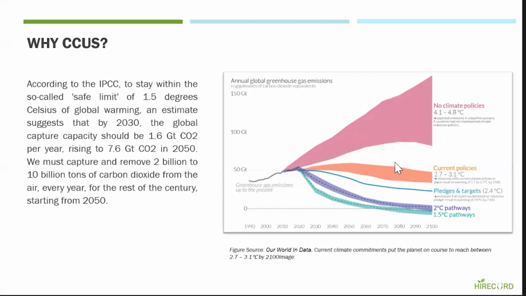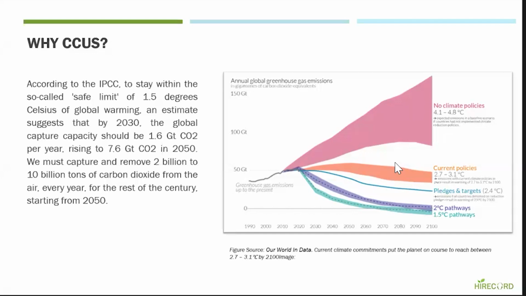According to the IPCC, to stay within the safe limit of 1.5 degrees Celsius of global warming, some estimations suggest, because there are several scenarios and pathways, that the global capture capacity should be 1.6 gigatons per year, rising to 7.6 in 2050.